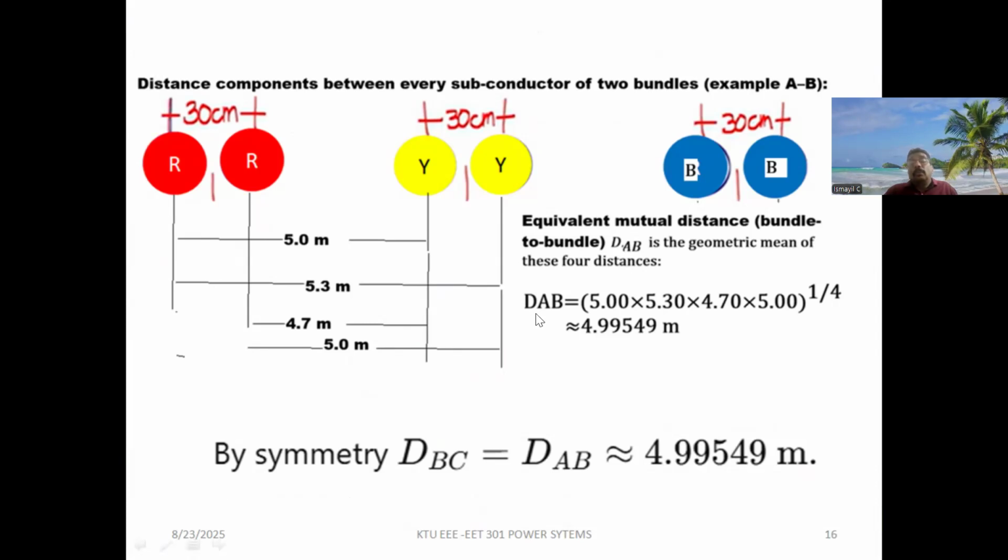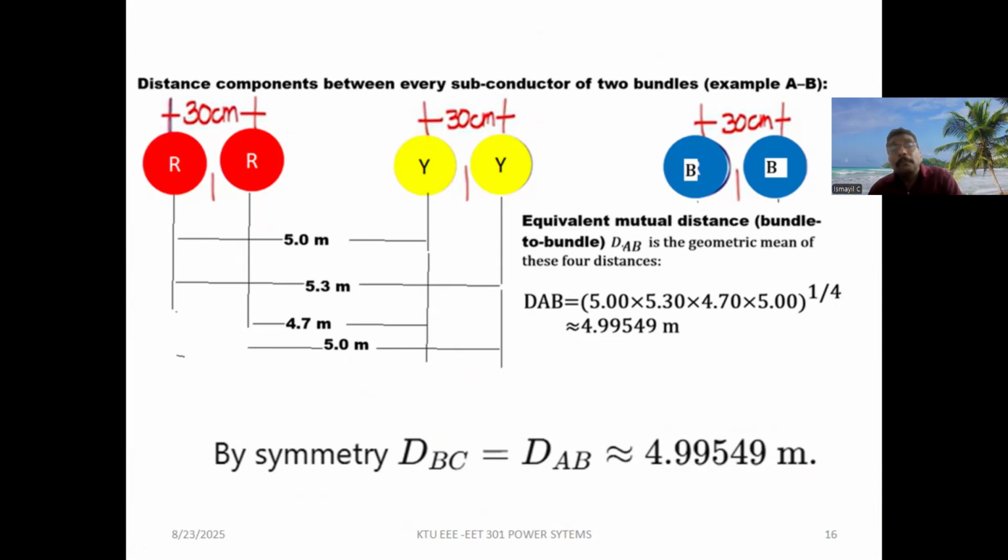So here there are a total of 4 distances. That is why we are finding out the 4th root, or we have to raise to the power 1 by 4. By doing that, I'm getting an answer of 0.99549 as the exact value.